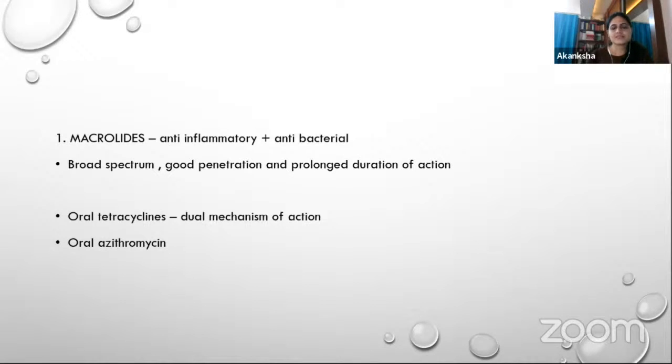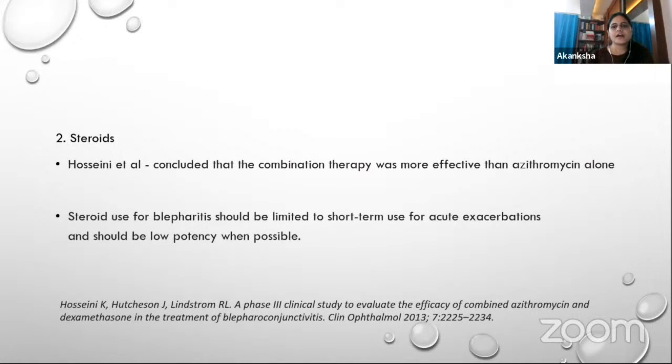In the antibiotics, similar antibiotics like tetracyclines and macrolides can be used, which have an anti-inflammatory as well as an antibacterial role. And because macrolides are broad spectrum, they have good penetration and prolonged duration of action, they may be the preferred drugs. Again, steroids can be used in moderate to severe cases of blepharitis, but usually it's recommended to use them only when there is some acute exacerbation. Even if they are being used, try and use a low potency steroid, but for long-term use, there may be no role, just like we discussed in Meibomian gland dysfunction.